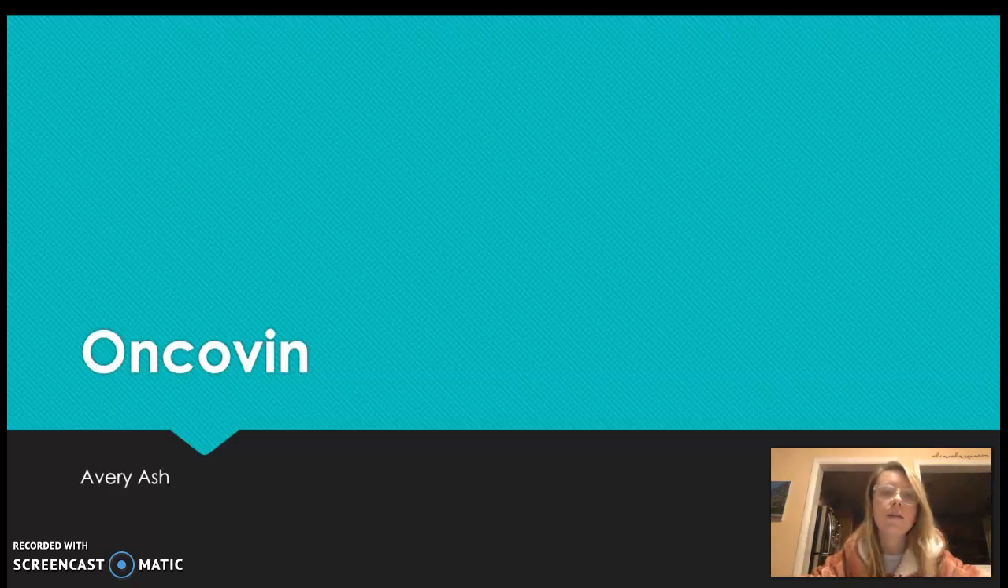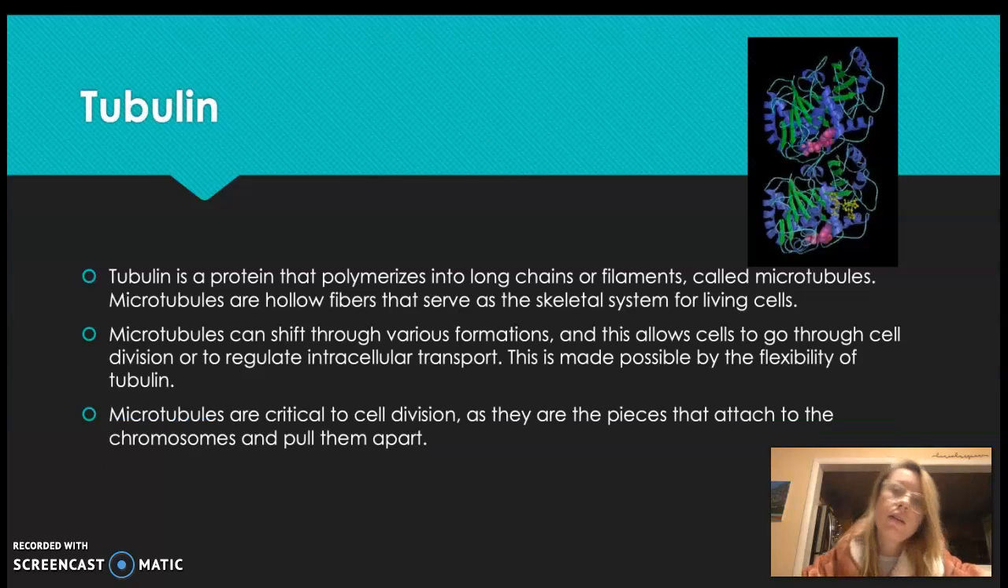For this week's interactive case study, we are going to be talking about the drug oncovin. Before we get to talking about oncovin, we need to talk about tubulin.